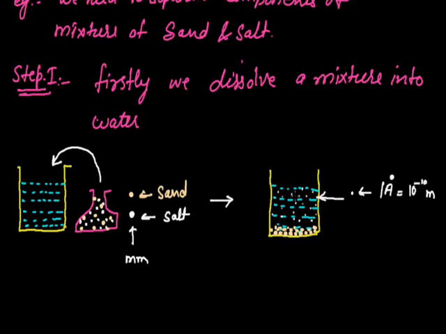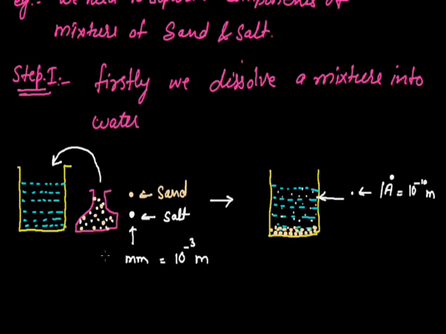So after dissolution of the total mixture into this beaker, we observe that the sand particles collect at the bottom, and the particles of salt disappear because their size converts into angstrom. These crystals of salt, which are of the order of millimeter, or 10⁻³ meter, can be observed by naked eyes.